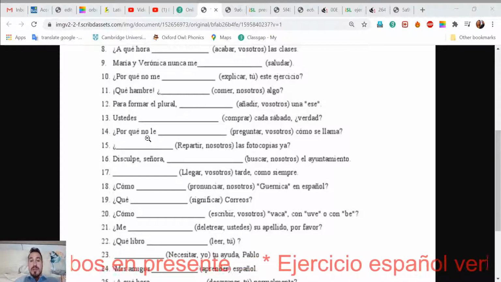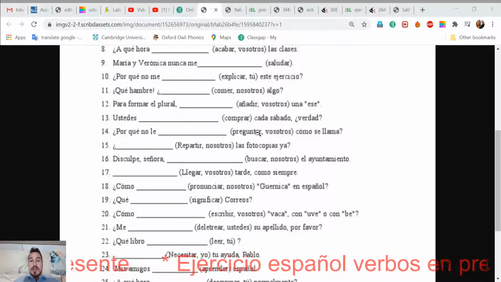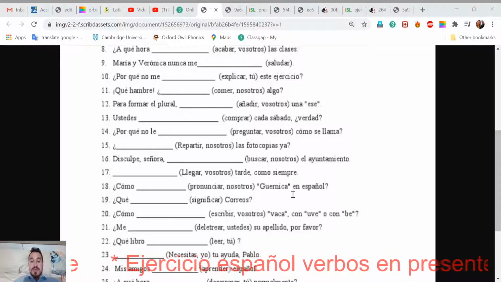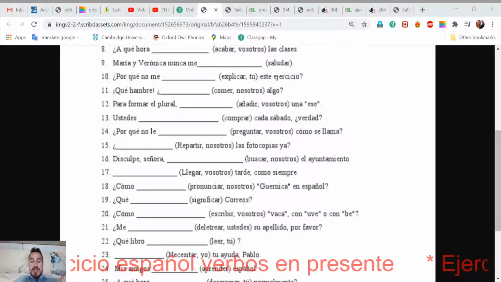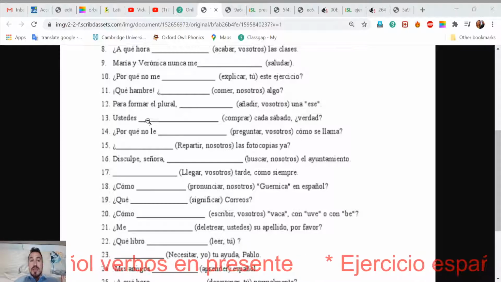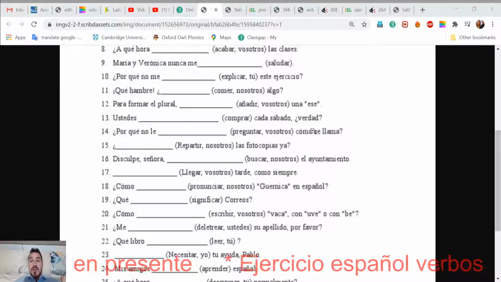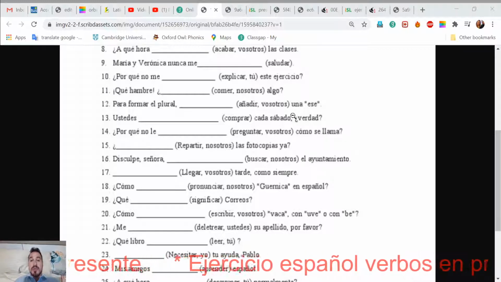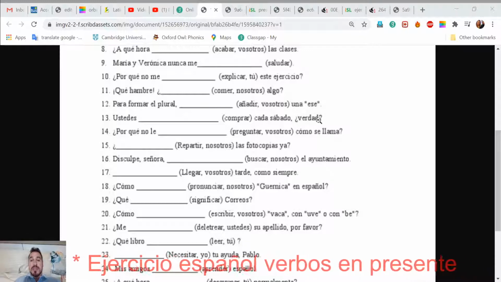14. ¿Por qué no le? So, A, and we need an I and S. Preguntáis. ¿Por qué no le preguntáis cómo se llama? So, why don't you ask him or her how she or he is called? So basically, this is a way of saying what's her name or what his name is.